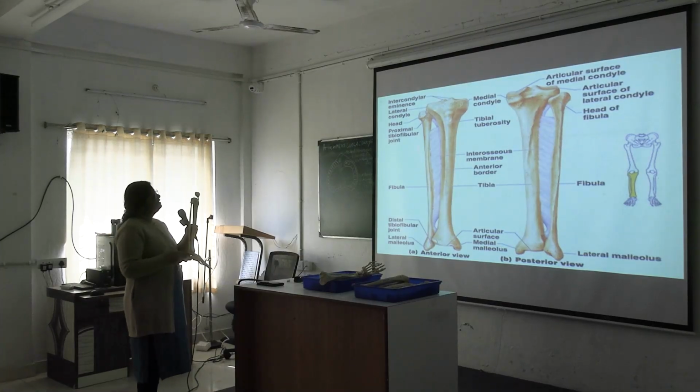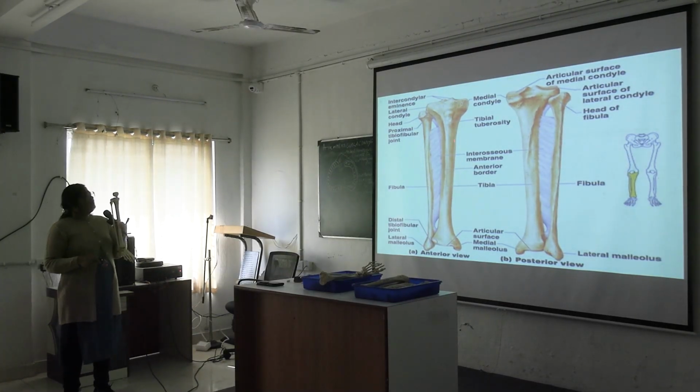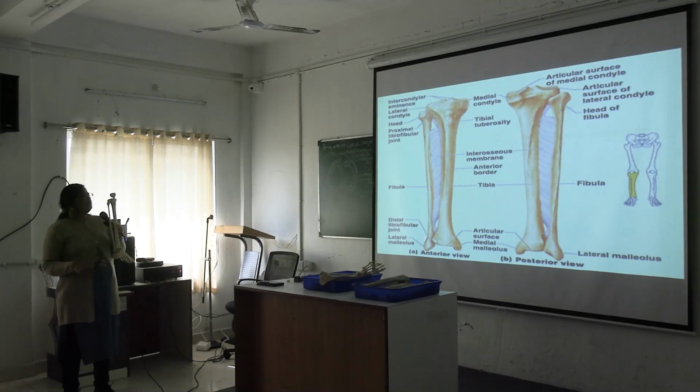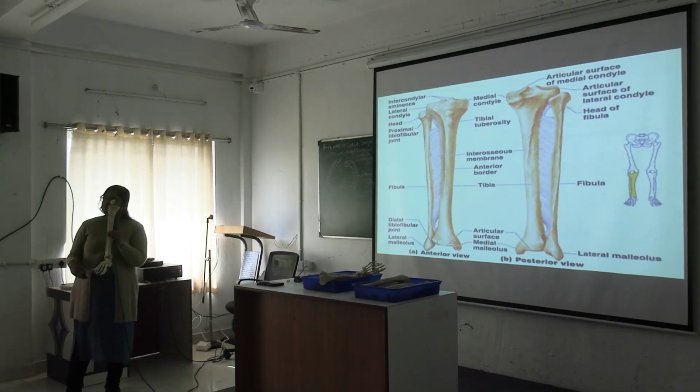so see here the articulations. Superior tibiofibular joint is a plane synovial joint. Middle tibiofibular joint is formed by the interosseous membrane, that is a syndesmosis or fibrous joint. Inferior tibiofibular joint is also a syndesmosis. Okay, tibia and fibula together form these three joints. The ankle joint is a hinge type of synovial joint.